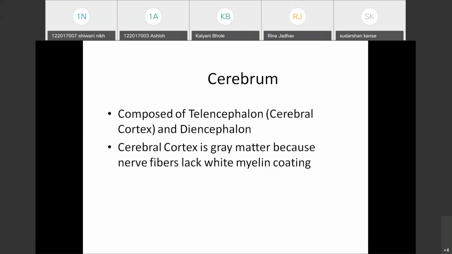Then cerebrum, it is composed of telencephalon. So we call it as a cerebral cortex. Another name used is cerebral cortex, and diencephalon. And cerebral cortex is nothing but gray matter because nerve fibers lack white myelin coating. So cerebral cortex is a gray matter. Whenever we study brain, you will come across two matters: gray matter and the white matter. Some part is made up of a gray matter, some part is made up of a white matter. So the cerebral cortex is made up of the gray matter. This is because the nerve fibers lack white myelin coating.